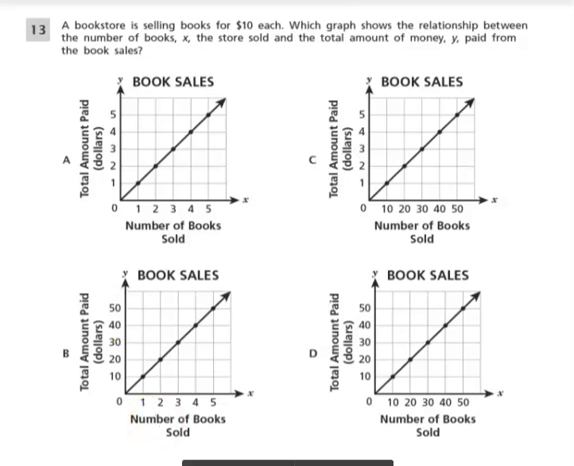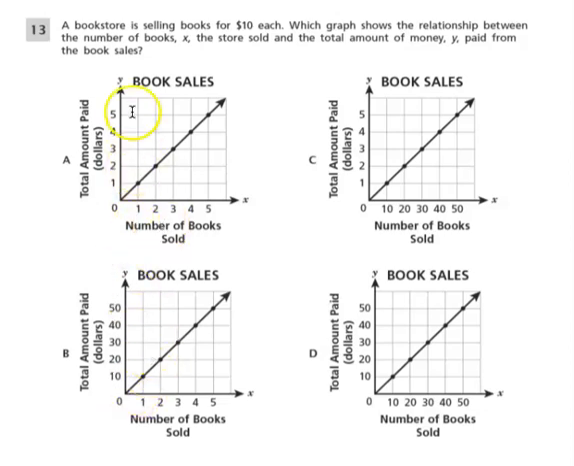I'll give you a minute. Everybody got B. Even Tiffany said you got B. Alright, Tiffany, you raise your hand. Okay, so I picked B because the problem says the bookstore is selling books for $10 each. So one book costs $10, and in the graph it shows 1, which is the number of books sold, and the amount paid is 10.